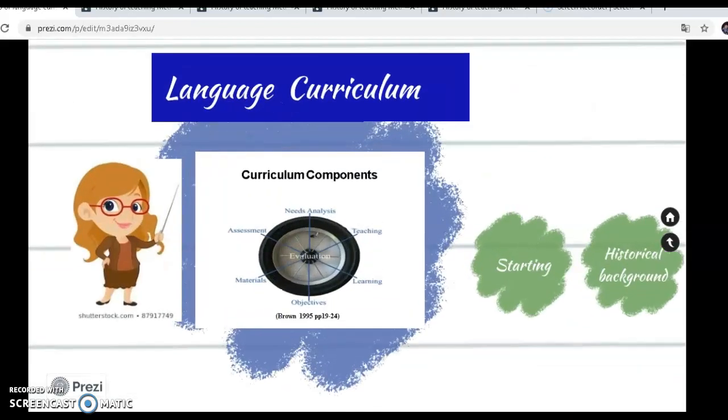I would like to share with you the different curriculum components. Those are needs analysis, teaching, learning, objectives, materials, and assessment. It is necessary in order to understand the origin of those curriculum components and how this starts.